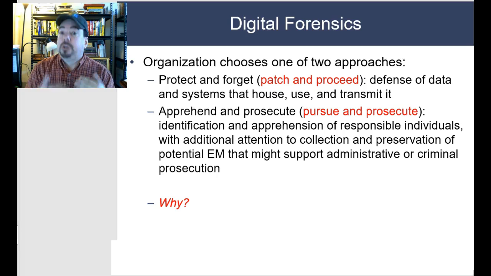Option number 2, we don't get over it. We want to find the people responsible and prosecute them. That's a long, drawn-out process that requires a lot of time, energy, and attention. Why does one business do option 1 and another does option 2? It depends on the business and the business requirements and the industry you're in. So if this were a breach of a military installation, obviously there's going to be lots of follow-up and lots of prosecution to the full extent of the law.